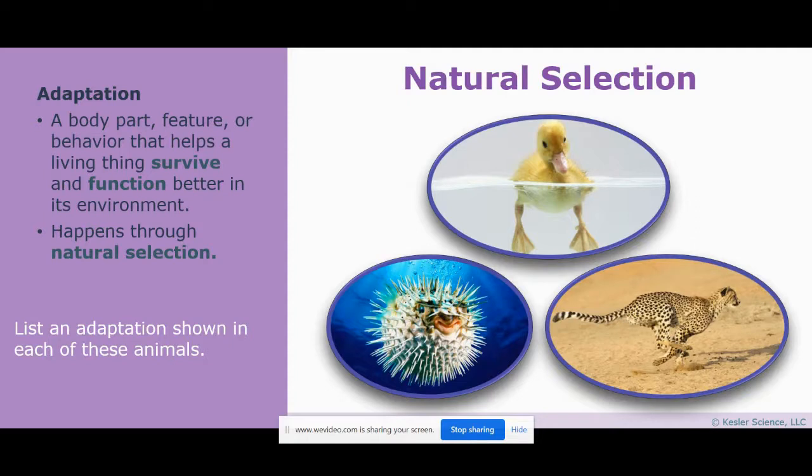Natural selection relies heavily on adaptation. These are body parts, features, or behaviors that help living things to survive and function better in their environment. These are changes that happen over time. They do not typically show up from one generation to the next, but as we talked about with traits, the traits that help an organism to survive get passed down, and the ones that don't tend to die off. So again, pause the video and on your student version, fill out the question for the list of adaptations shown in each of these animals.